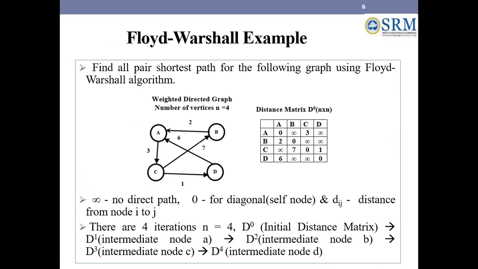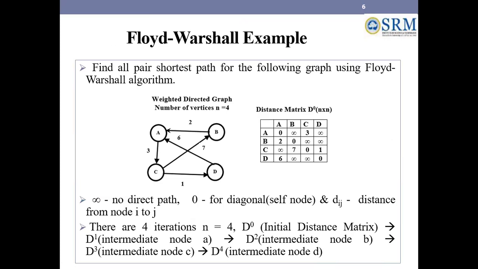The problem is to find all pairs shortest path for the following graph using Floyd-Warshall's algorithm. See the given weighted directed graph. Weighted means each edge is assigned a distance value, the distance between two vertices. The number of vertices is 4, n equal to 4. There are 4 vertices: A, B, C, D.